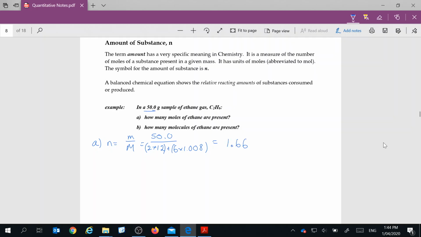Three sig figs, just like the question. How many molecules of ethane are present? The number of molecules is the number of moles times Avogadro's number: 1.66 times 6.02 times 10 to the 23. That gives 1.00 to 3 sig figs, surprisingly, times 10 to the power of 24 molecules.